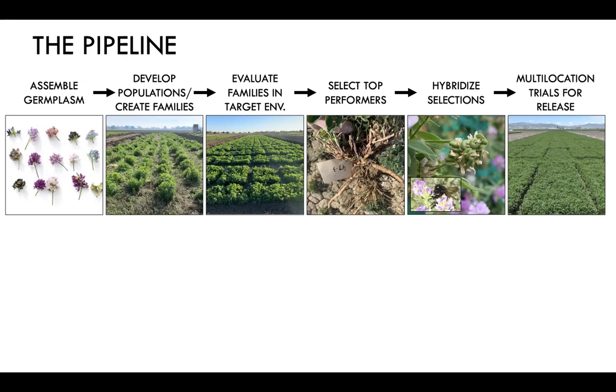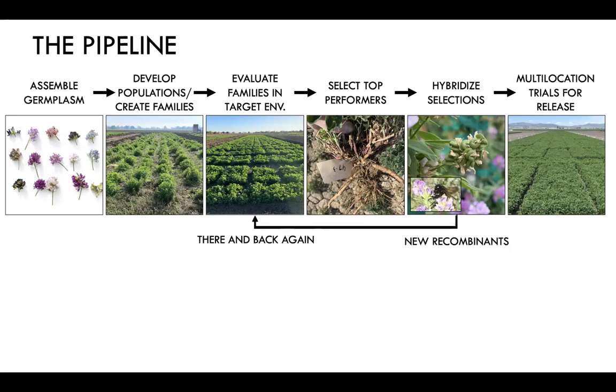If you're evaluating lines of some crop, you could directly move them into trials for release. For alfalfa or many forage crops, we then hybridize the best selections to develop an improved population, which we then trial in multi-locations for release.